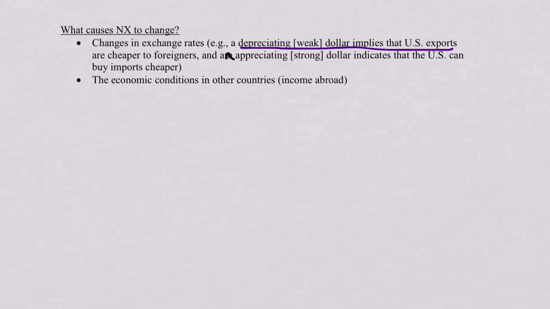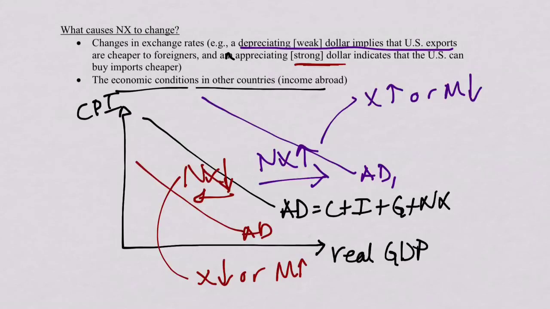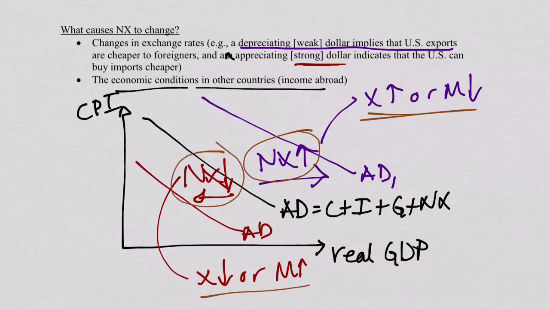And then economic conditions in other countries. How are their economies doing abroad? If their economies are doing well, then they'll buy more of our exports and aggregate demand in our country will go up. So we could see changes in aggregate demand when net exports go up, coming from X increasing or imports going down, X for exports, or the opposite, when exports fall, from exports going down or imports going up.